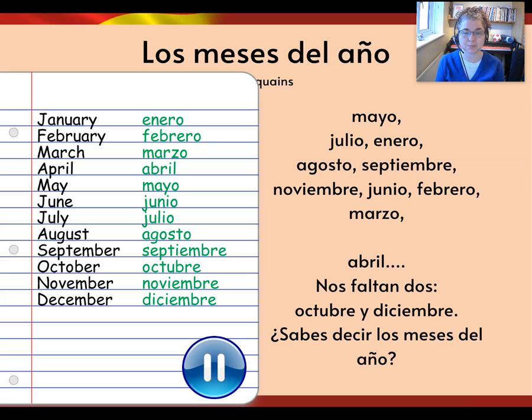Did you notice that most of the months are very similar to English? Have you noticed also that the months in Spanish do not have capital letters? They don't count as proper nouns. The only time that you'll have a capital letter on a month is if it's at the beginning of a sentence. So just check your writing now and make sure you haven't put any capital letters on those Spanish months.